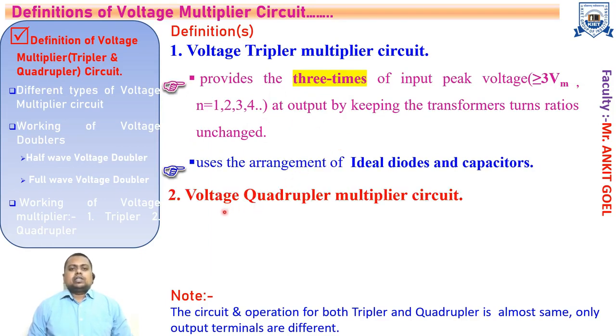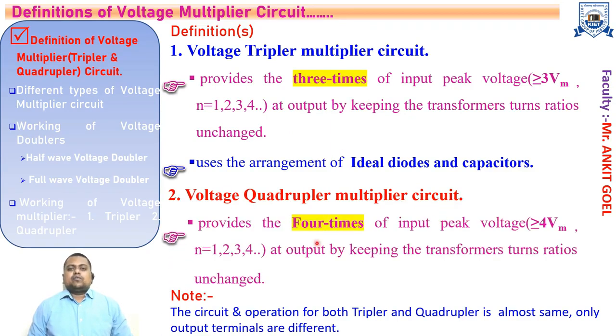Another category of the voltage multiplier is the voltage quadrupler multiplier circuit, which will provide 4 times the input voltage at the output by keeping the transformer ratio unchanged. Please note, the circuit which is used for making the voltage tripler and voltage quadrupler is common. Only the output terminal is changed with the same common circuit. So let's start with the different types of the voltage multiplier circuits.